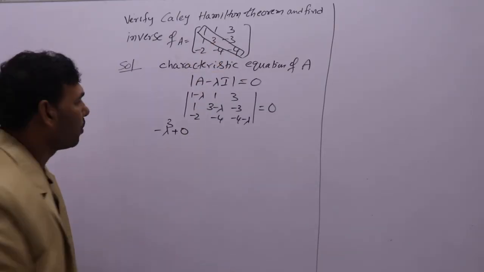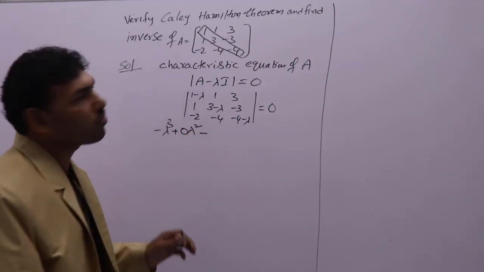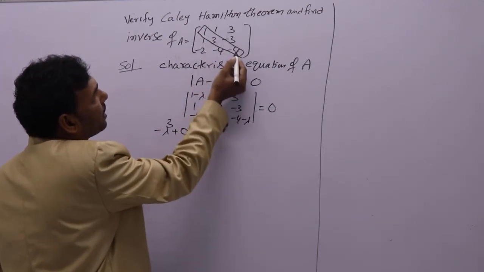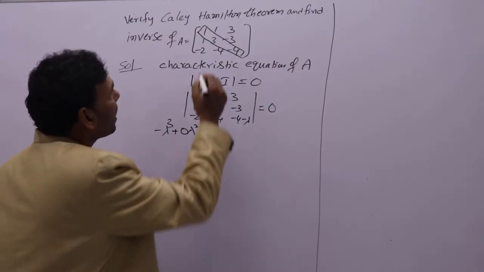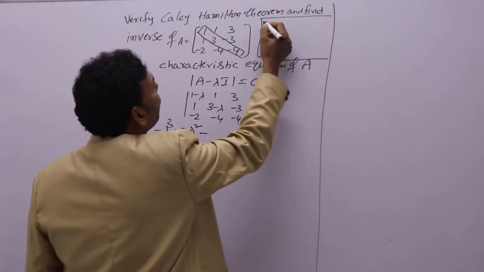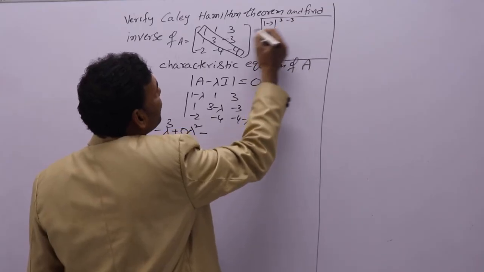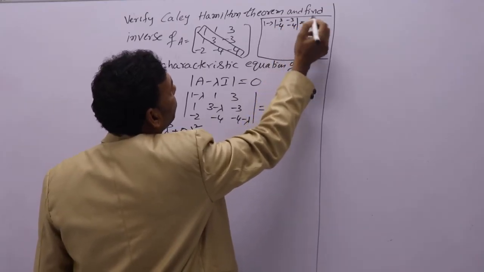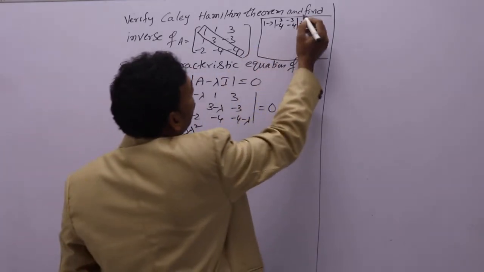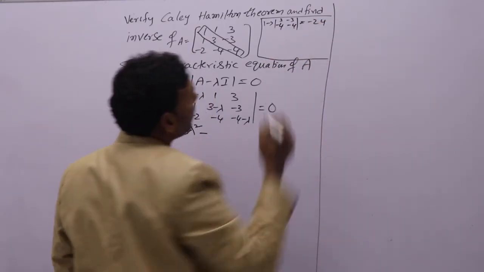4 minus 4, 0. So 0 lambda square, minus the sum of cofactors of the principal diagonal. For 1, cofactor: 3 into minus 4. Like this I am going to calculate. The corresponding column and row of 1 is eliminated. What is remaining? 3 minus 3, minus 4 minus 4. So 3 4s are minus 12, minus 4 3s are 12, minus 12, minus 12, minus 24.